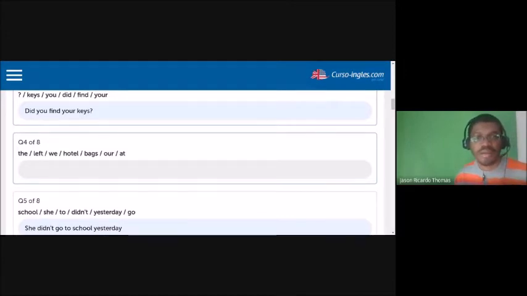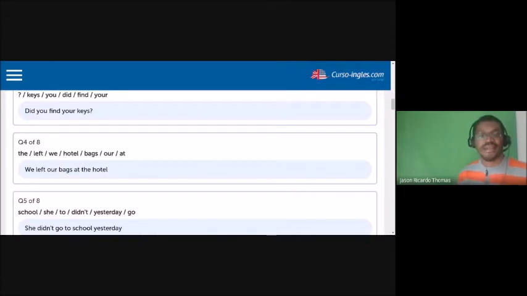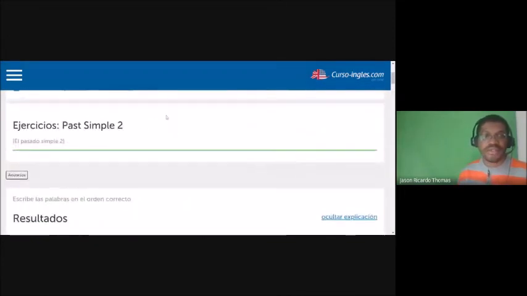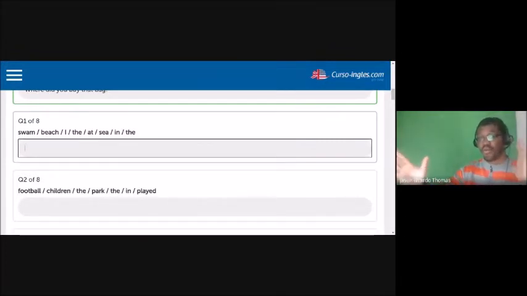All right, let's see what Kristen has. We left our bags at the hotel. All right, nuestros. En este caso sería maletas, pero bags also works. All right, we left our bags at the hotel. Close, you're close. And I will send you this link as well so that you guys can practice on your own. Now let's try to compare. When do we use the specific finished event, or when do we use the continuous past event?